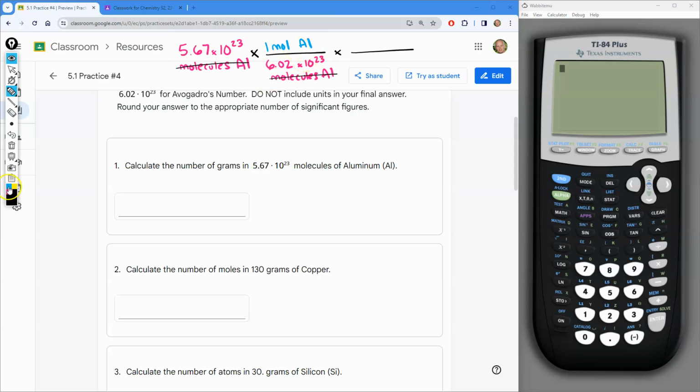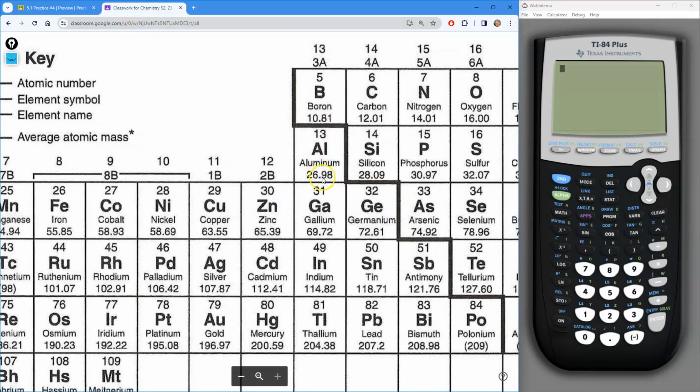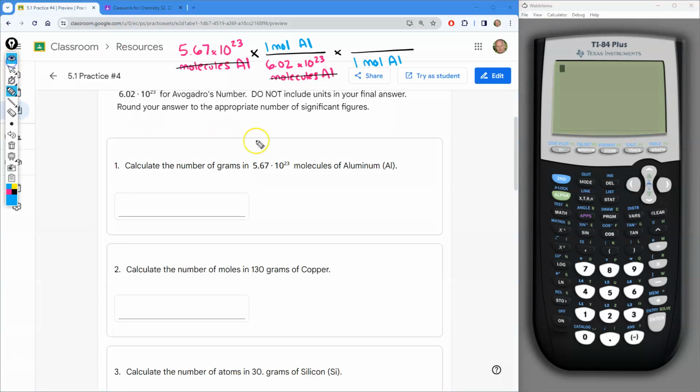To go from moles to grams, we're going to need the molar mass. So for every 1 mole of aluminum, now be careful and make sure that your units are diagonal from each other. So let's take a look at the periodic table. So aluminum is 26.98. So 26.98 grams of aluminum, and let's cancel out units. So moles of aluminum will cancel out. Okay, so let's put this in our calculator.